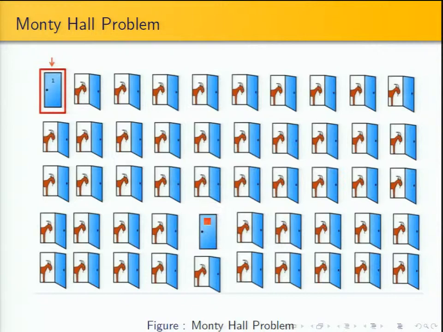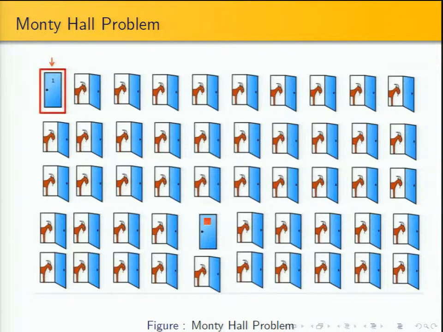But now you're going to stick to your decision if you don't switch, right? Now what about the door which is not opened then? What will be the probability of getting a car in this? Yeah? Sorry? Can you be louder?